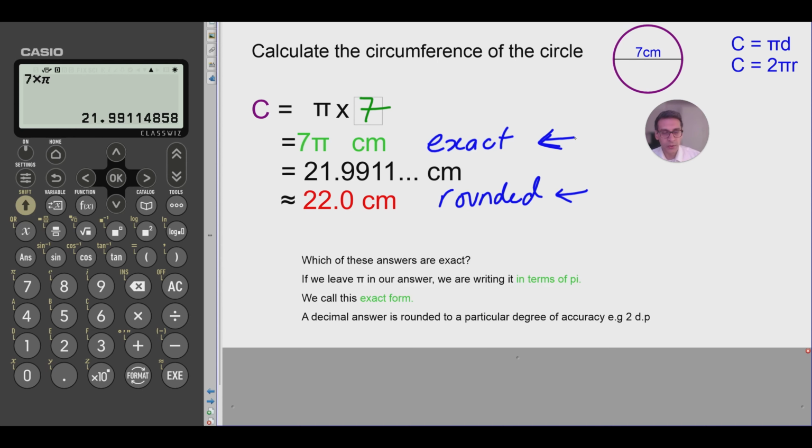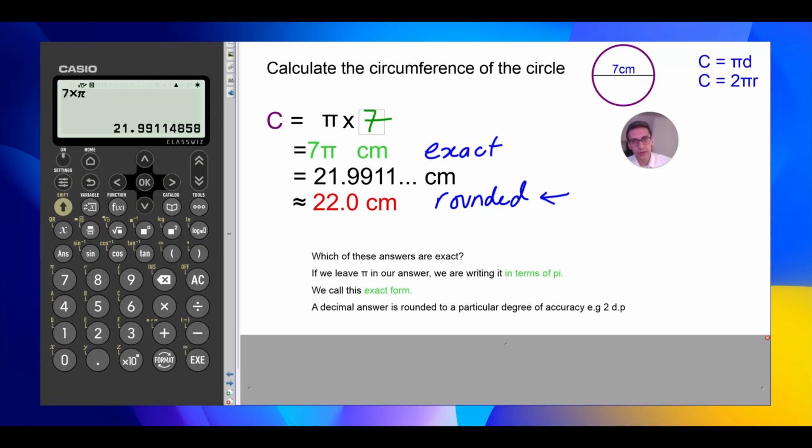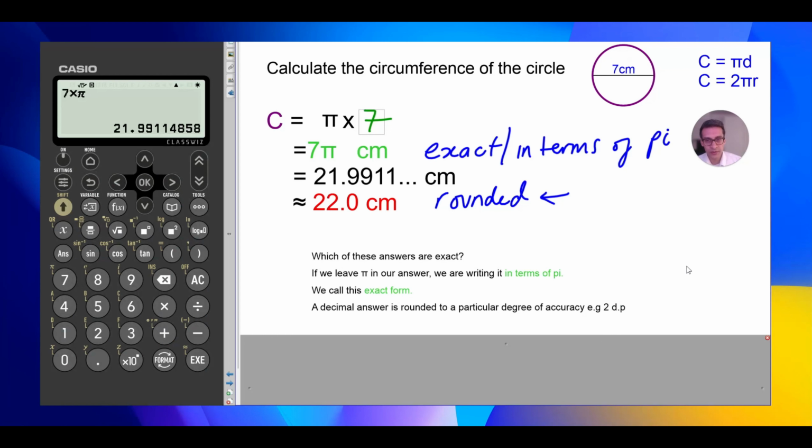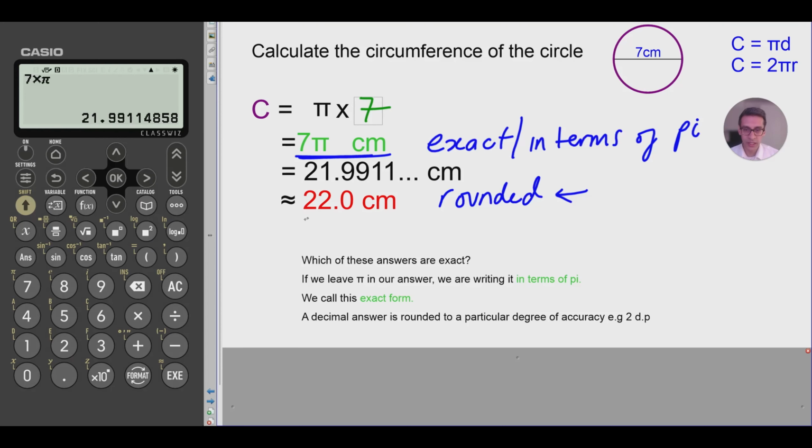So another way to call this exact answer is that it's in terms of pi. These are phrases you need to look out for in an exam question. If it says, what's the circumference in terms of pi? Well, you can just stop there. What's the circumference to 1 decimal place, or 2 decimal places, or 2 significant figures, or rounded, and then it might be something like that.